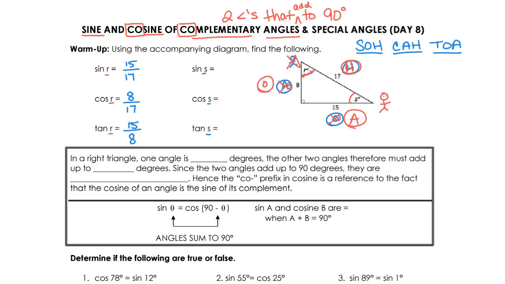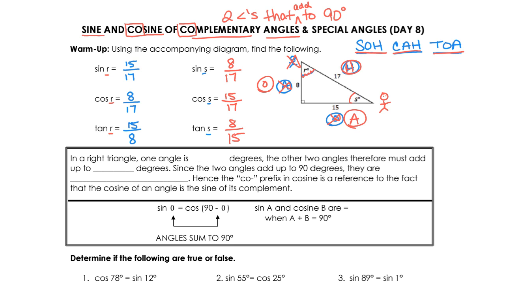So again, sine of S is opposite over hypotenuse. And so now your opposite side is 8 over your hypotenuse, which is 17. Cosine is your adjacent, which is 15, over your hypotenuse, which is 17. Tangent is your opposite side, which is 8, over your adjacent side, which is 15. And now we have all of our ratios filled in.